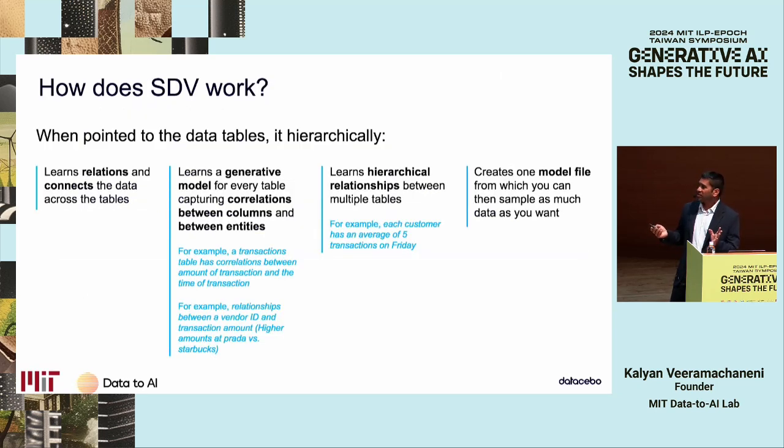So how does it do it? It automatically learns the relationships, connects the data across multiple tables, takes out the data, and learns the correlations between every two columns, every pair of columns. Then from that, it also learns hierarchical relationships between multiple tables.